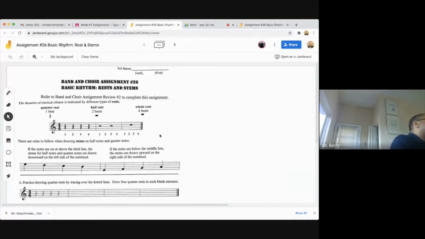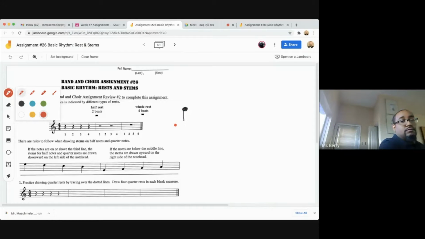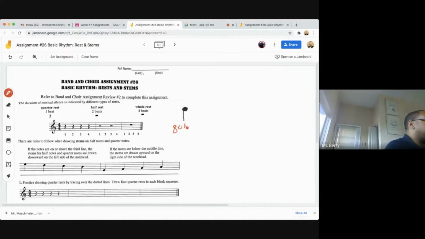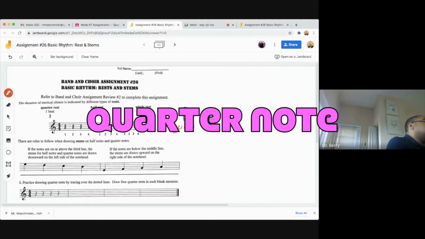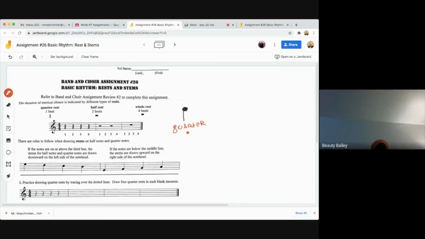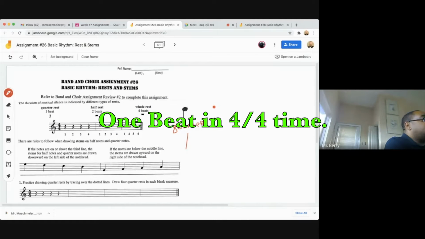Before we get started with assignment 26, let's do a quick recap of the notes that we learned from assignment 25 yesterday. Who can tell me, what type of note is this that I'm drawing? It's a quarter note. Thank you. Does anyone remember the value of a quarter note? 1 beat, correct. Most definitely 1 beat.